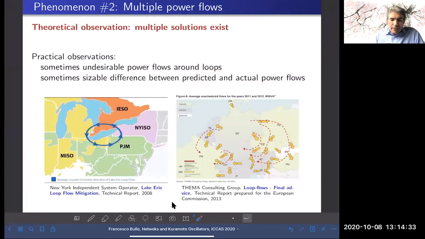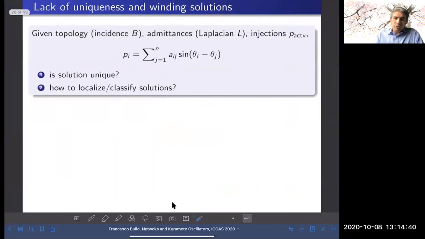So overall, I would argue it's of interest to understand what are all the solutions to the power flow equations, right? And so, we just discussed uniqueness. Are the solutions not unique? How many are there? Can I localize them? Can I understand this relation between loop flows that is interesting in practice?